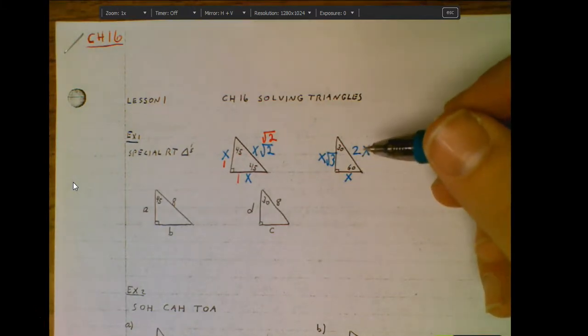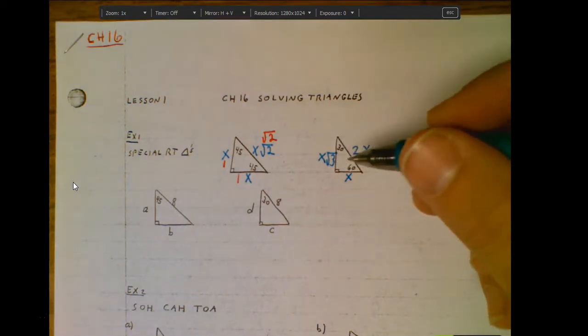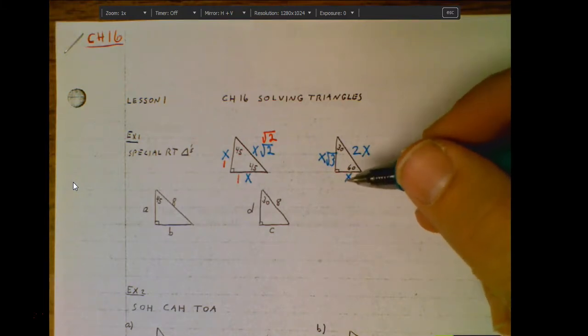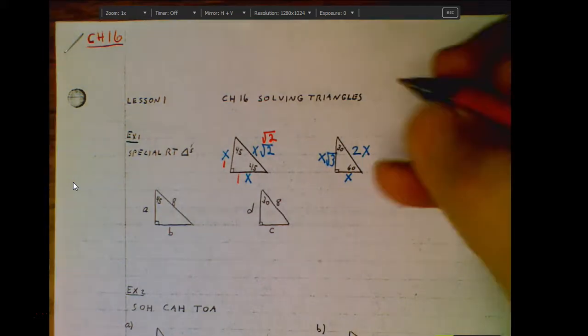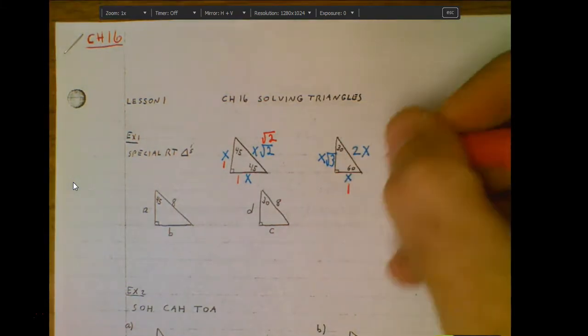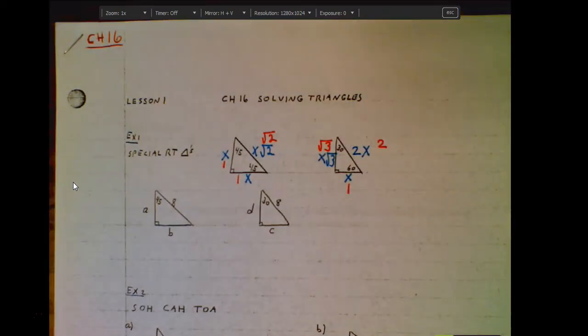Notice that we never go back and forth between long leg and hypotenuse. We never go that direction. Everything goes through the short leg, which is this one. So again, if you want to leave out the x's and just use a number pattern, then we are looking at a 1-2-rad 3 ratio between those three segments.